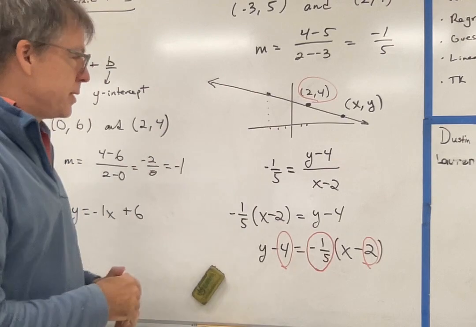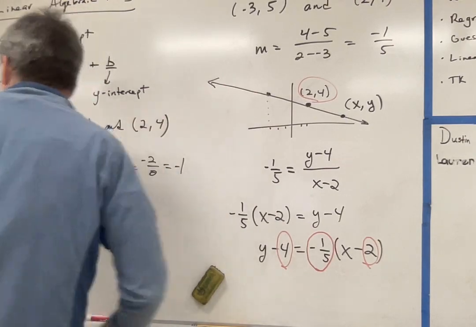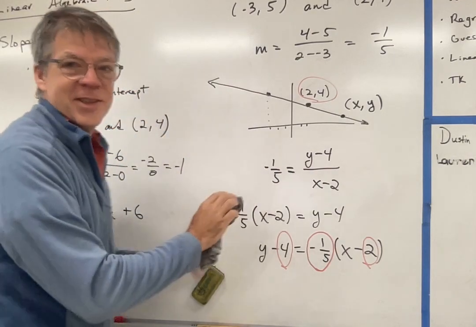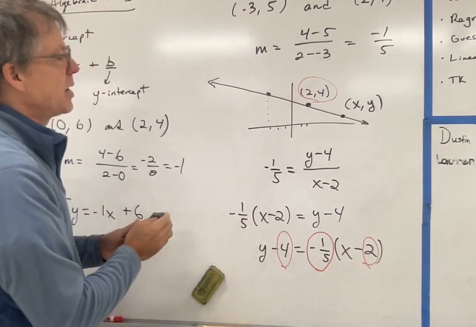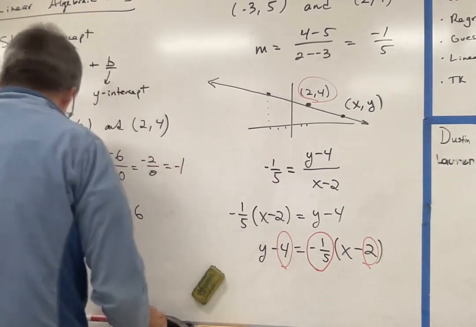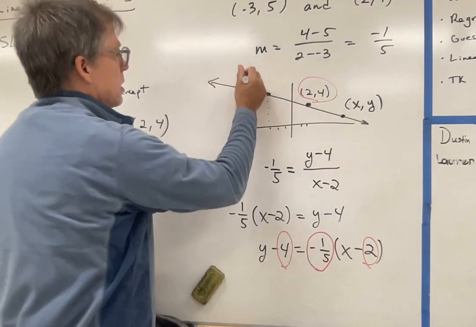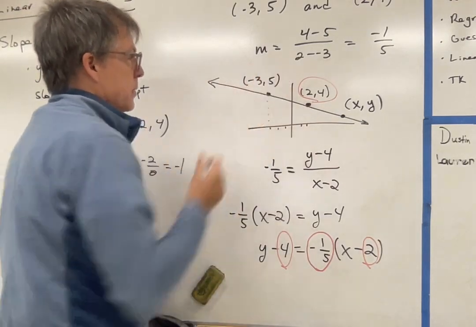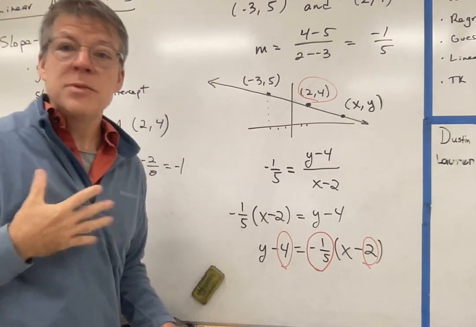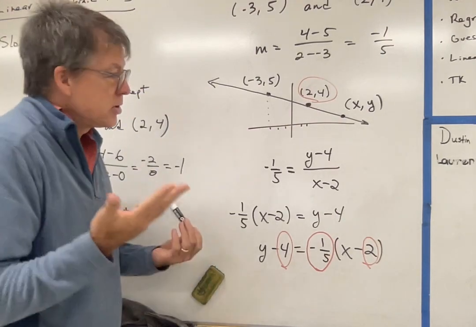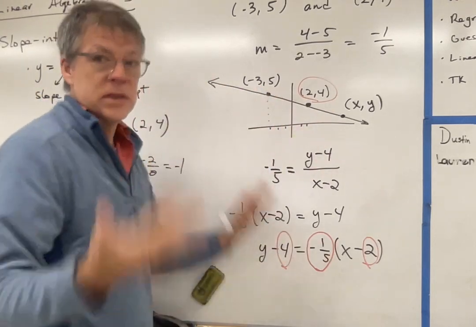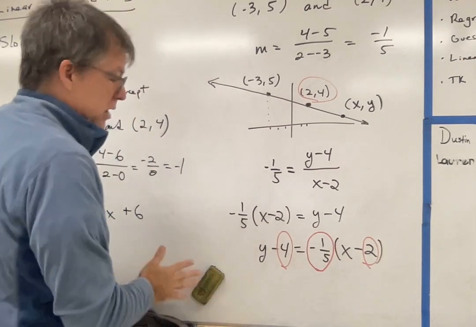Let me do one thing here. I kind of quartered myself into the board, and now I don't have a lot of room to write. One thing I also want to show you is this. You might be like, wait a second, you had another point over here too, (negative 3, 5), right? Well, what if you used that point, Mr. Ishida? You totally could. It doesn't matter what point on the line you use, because no matter what point you use, isn't the slope always negative 1/5? So this one totally works.